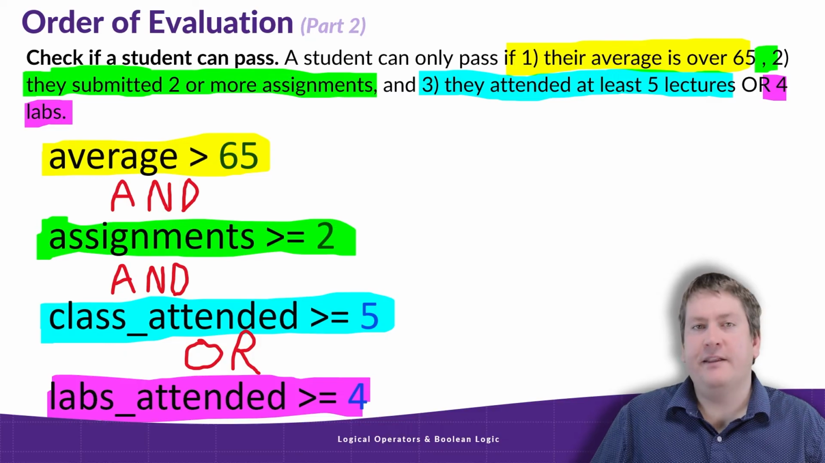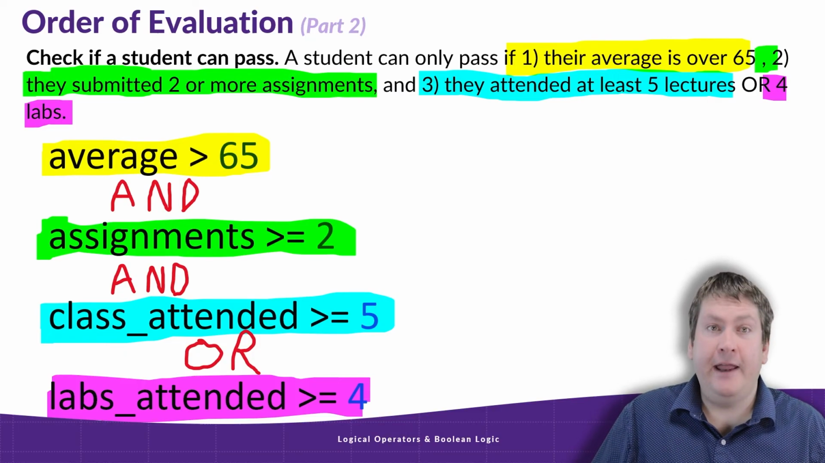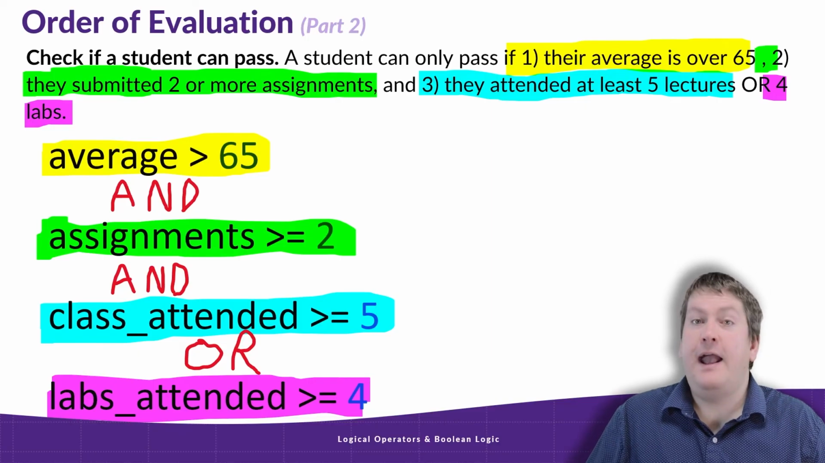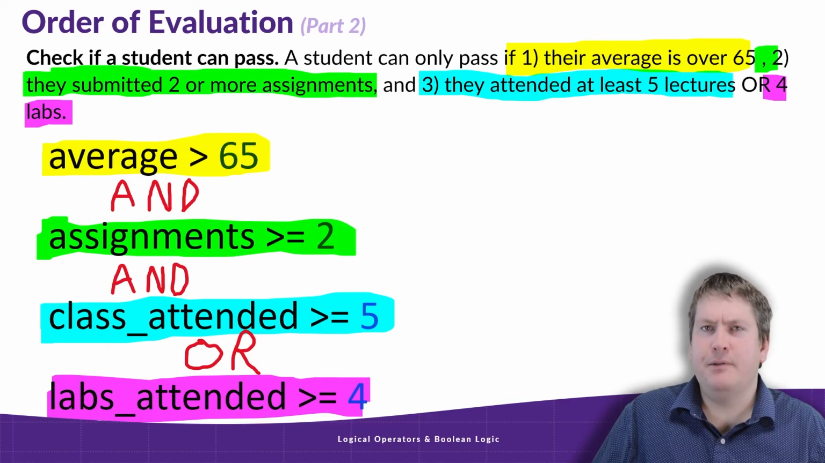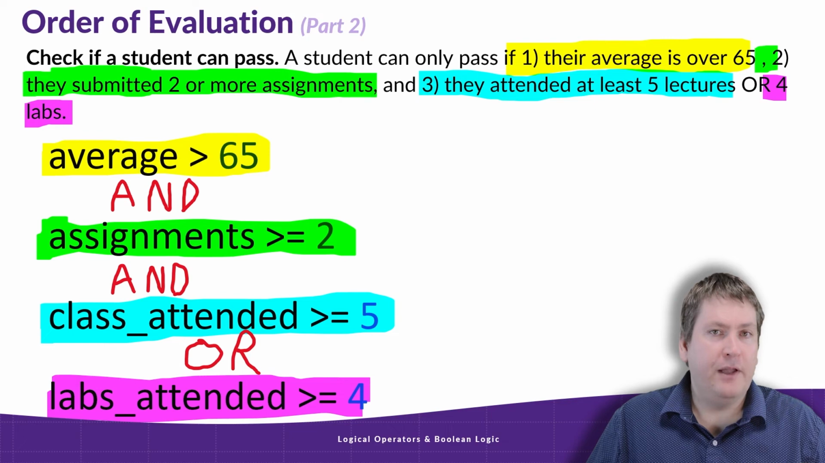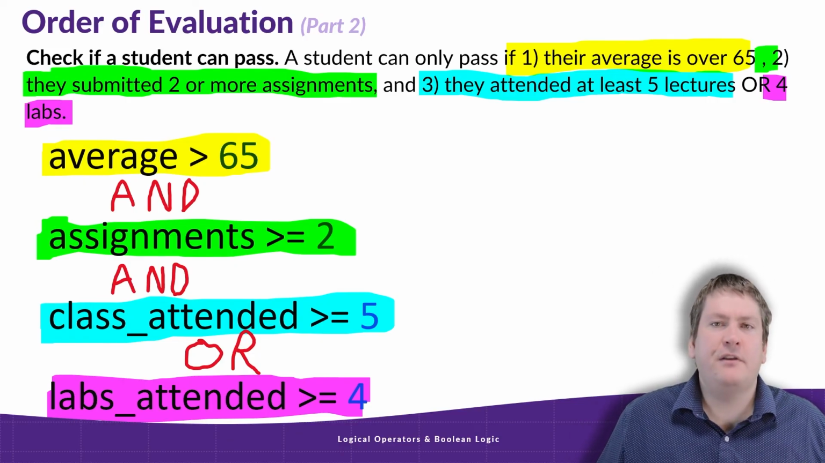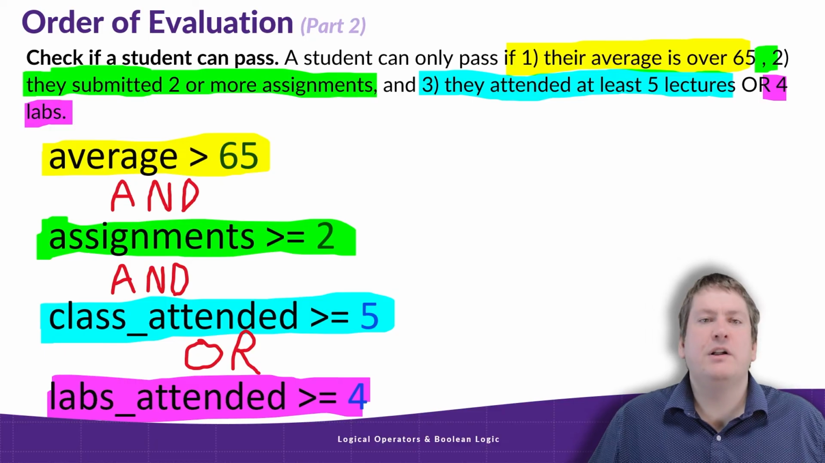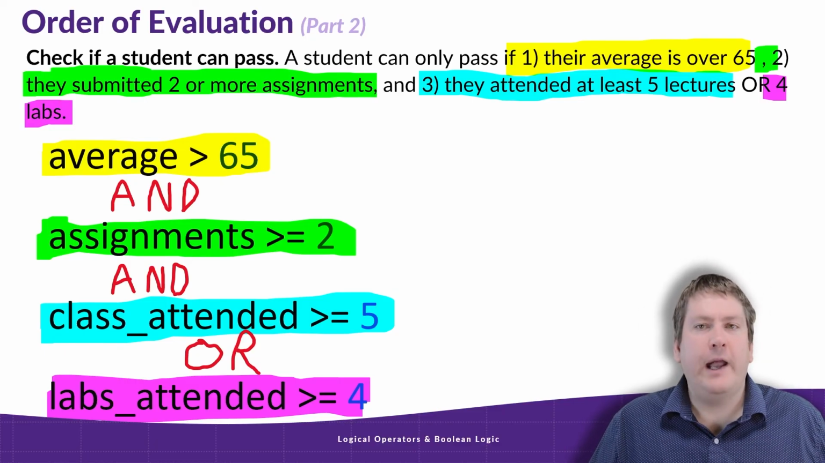So this might sound okay, at least linguistically. They must have an average over 65, and 2 or more assignments, and a class attendance of 5 or more, or attend 4 or more labs. But there is a problem here. This is a bit ambiguous. Does it mean that they need an average, assignments, and class attendance, but alternatively they could just attend 4 labs and that's fine regardless of the other requirements? Or does that OR apply to class and lab attendance only? The issue is that you could read it either way.